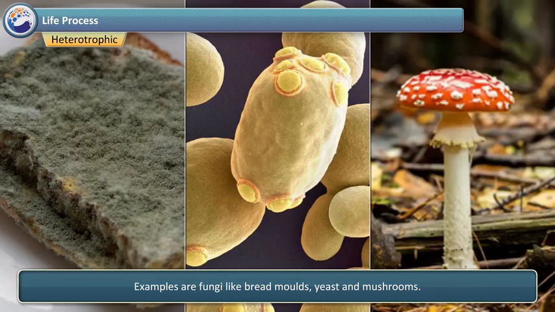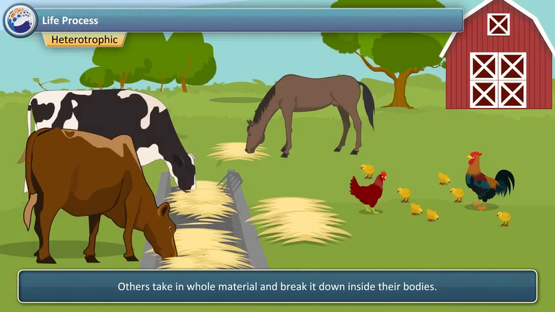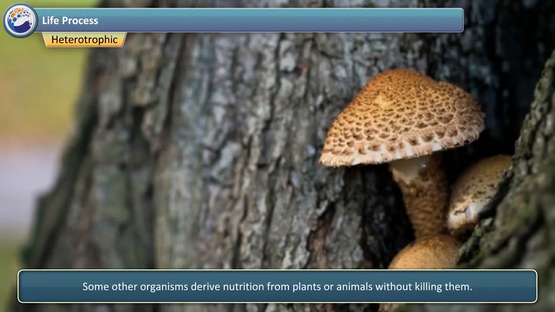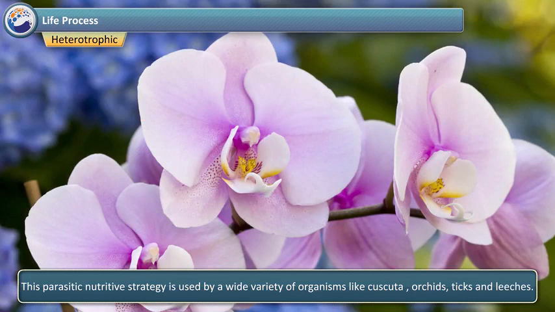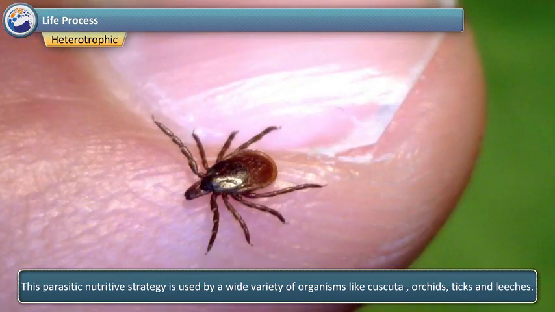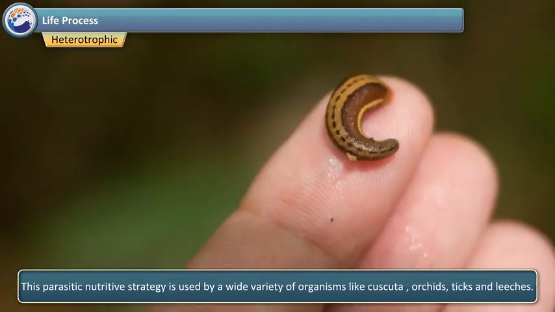Examples are fungi like bread molds, yeast, and mushrooms. Others take in whole material and break it down inside their bodies. Some other organisms derive nutrition from plants or animals without killing them. This parasitic nutritive strategy is used by a wide variety of organisms like cuscuta, orchids, ticks, and leeches.